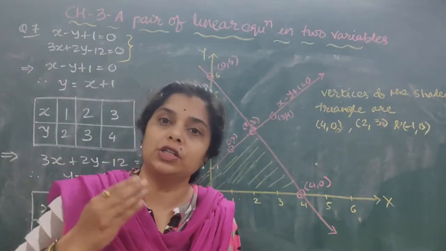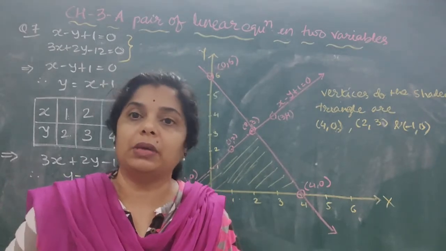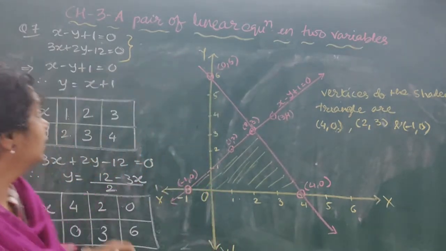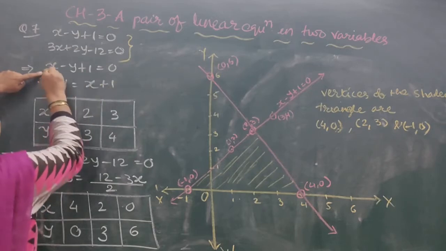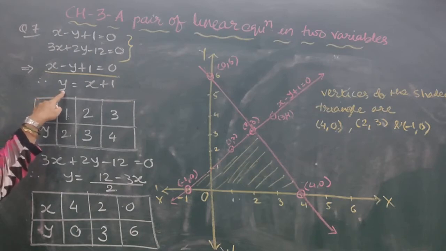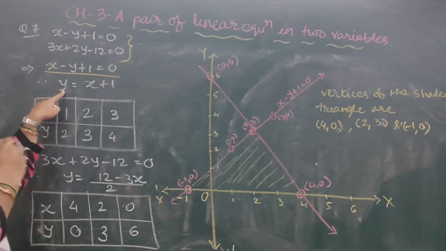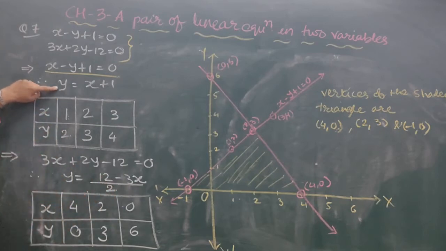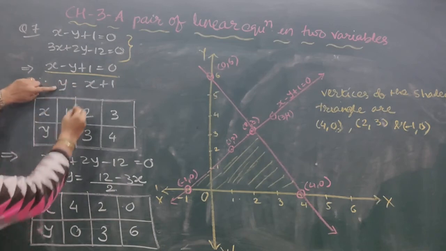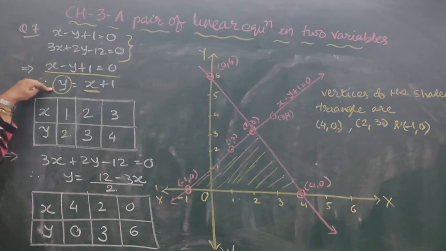We have to find out its points. And how do we get the points? By solving it and by making the table. Okay. Now first of all, I have taken the first equation, x minus y plus 1 is equal to 0. Now put any one variable on the right hand side and take the other variable on the left hand side. So here I have taken y is equal to x plus 1. So by putting the value of x, I will automatically get the value of y.